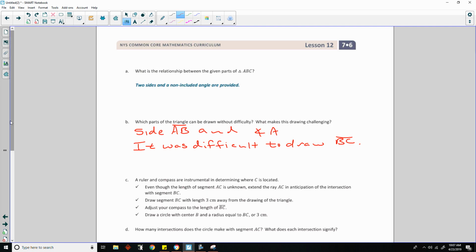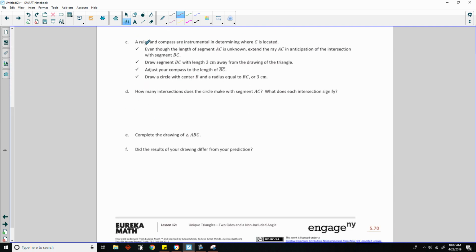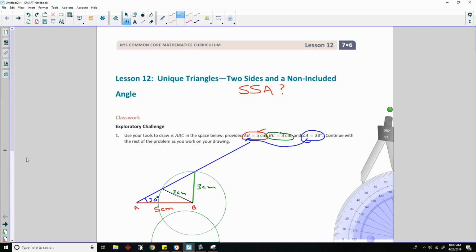Okay? So, step C says, a ruler and compass are instrumental in determining where C is located. Even though the length of segment AC is unknown, extend the ray AC in anticipation of the intersection with segment BC. So that meant just to extend this. You don't know how far it's going to be. Somewhere on there, BC is going to land, so that's what I did.